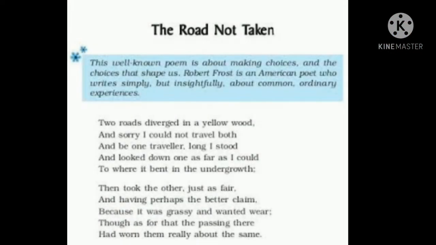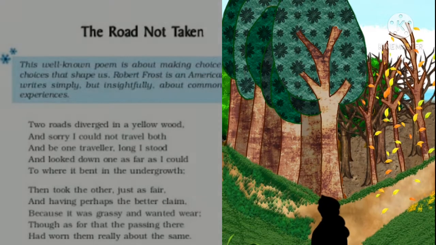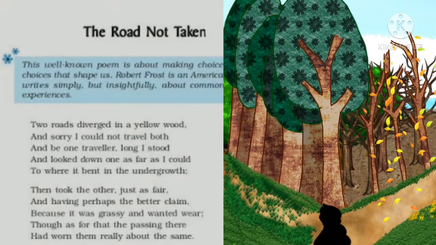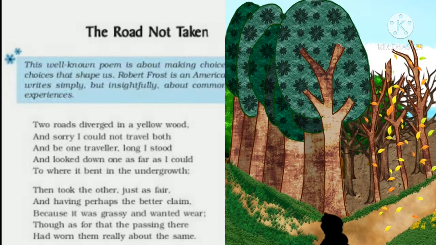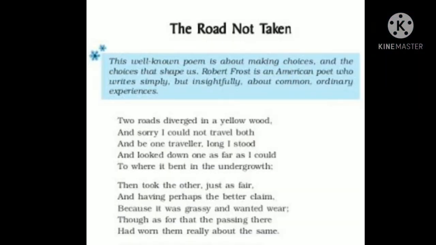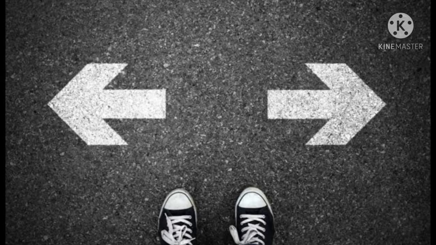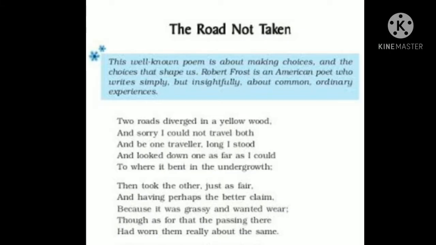Now we are reading the poem with explanation. Two roads diverged in a yellow wood, and sorry, I could not travel both. So now the poet is coming to a junction where two roads are diverged, or two roads are going in different directions.